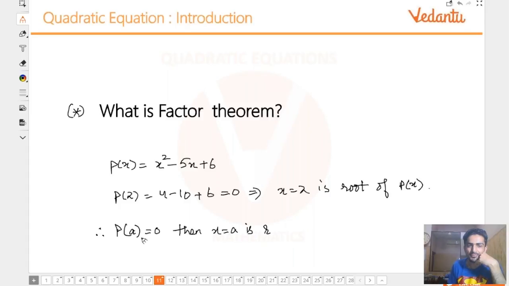Okay, so if p of a is 0, then x equal to a is a root of p of x. Anybody having doubt in this statement?